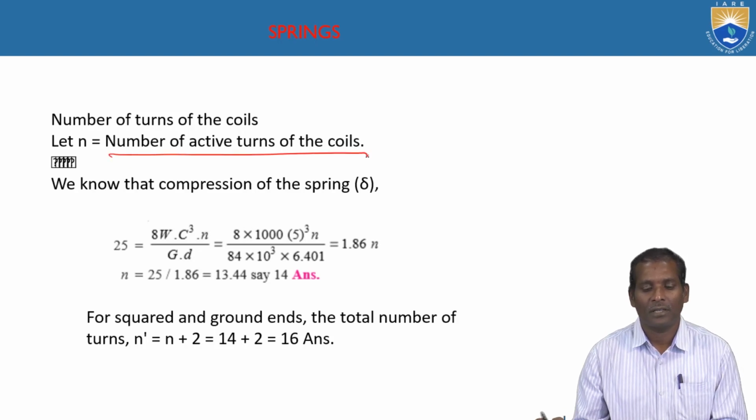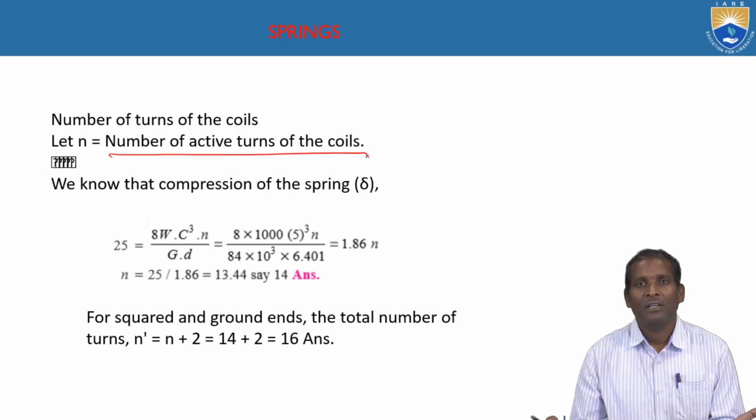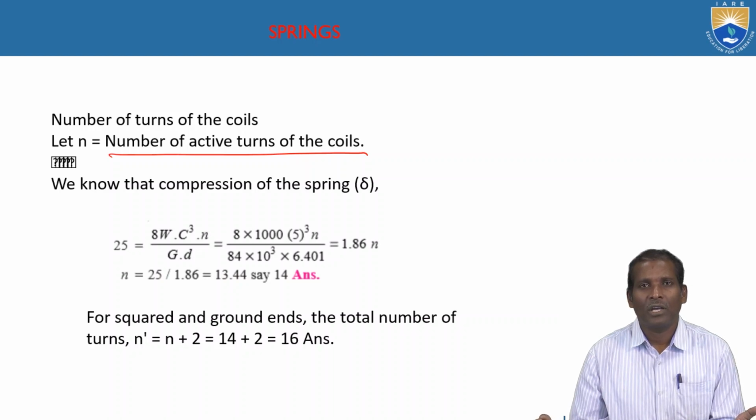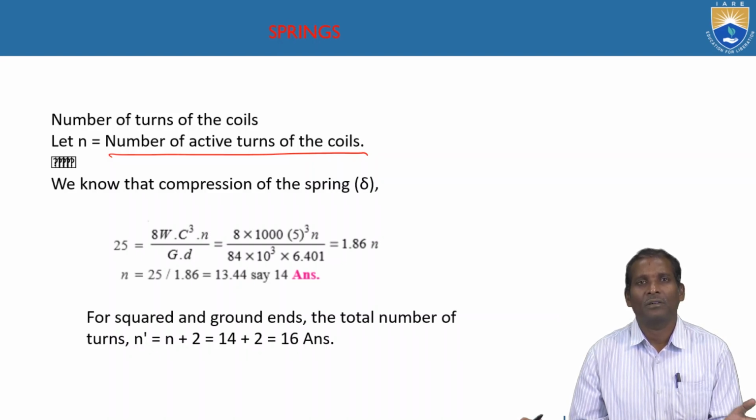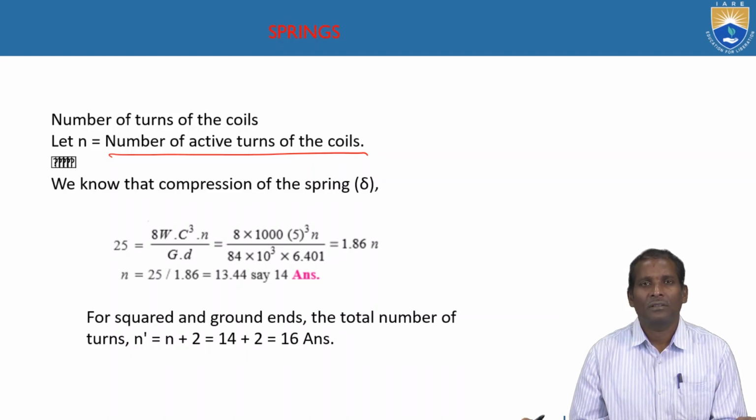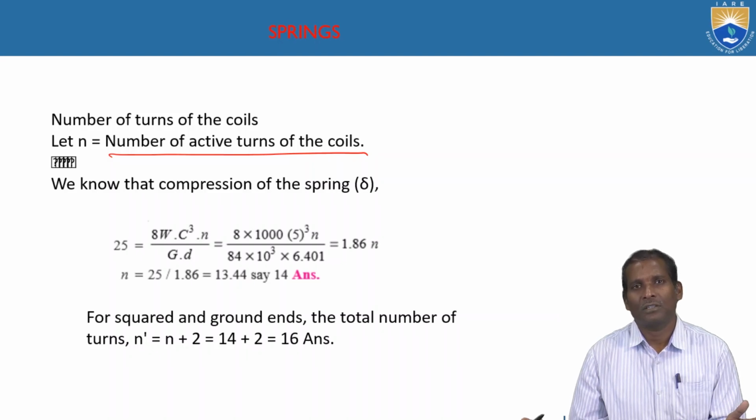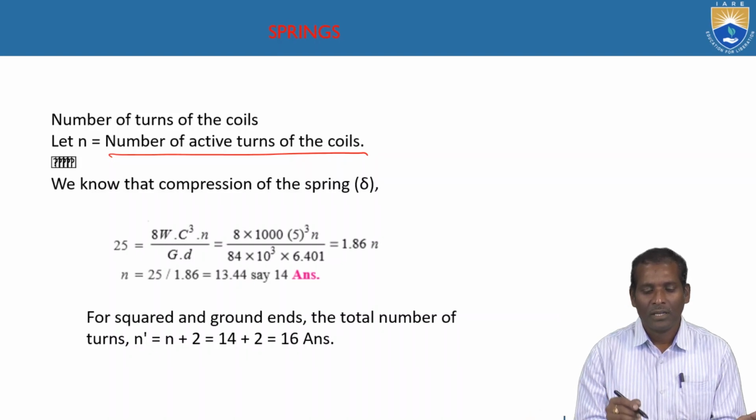The active turns, the number of active turns, are different. So how many turns of coils are active whenever load is applied, that you can denote with n. The total number of active turns, and inactive coils are also there. So the total number of coils you may calculate by using the given condition. That depends upon the condition.